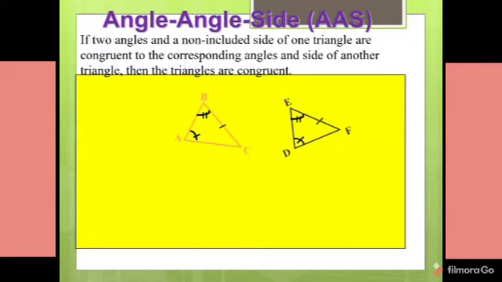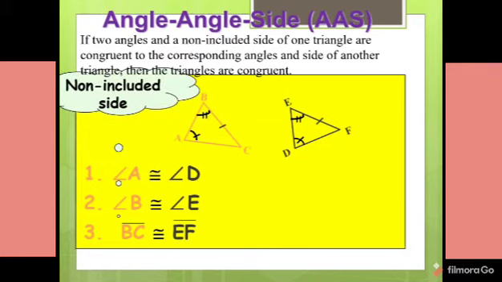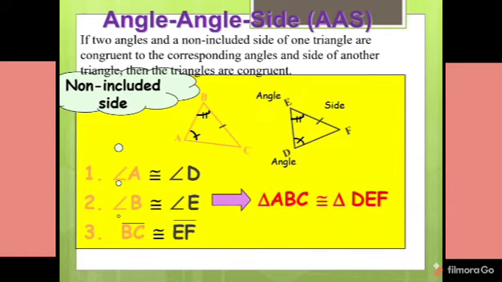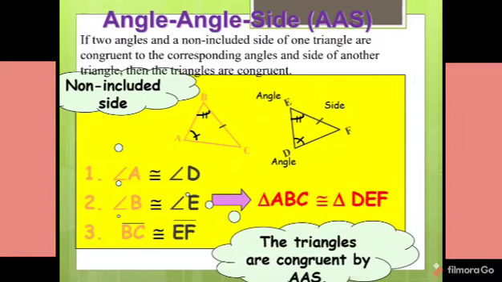How does it look like? So it says here non-included. If you would say included, that is in between. So meaning it's not included, so it's not in between. So take a look at illustration number 1, triangle ABC. There you can see that segment BC is the non-included side in that triangle. On the other triangle, segment EF is the non-included side. So in that way, angle A is congruent to angle D, angle B is congruent to angle E, and segment BC as your non-included side is congruent to the other non-included side on the other triangle, segment EF. And you can conclude that triangle ABC is congruent to triangle DEF, where you could say that the triangles are congruent by AAS.